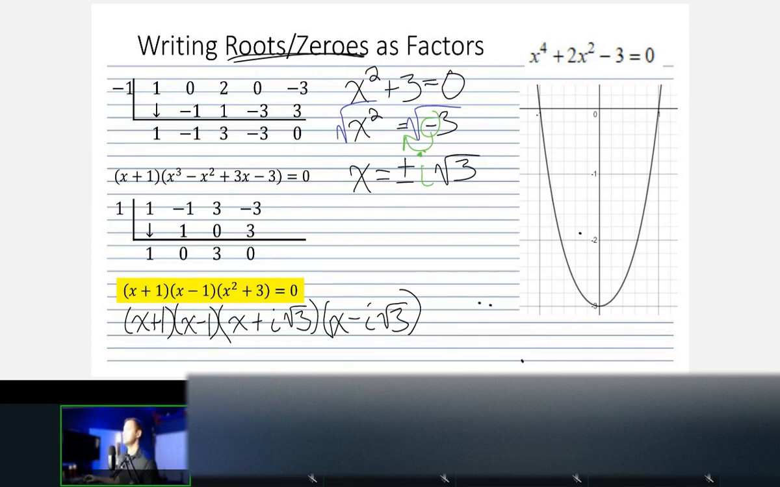Anyway, so the zeros, our roots, we would say x equals plus or minus 1, or we can actually write 1, minus 1, i radical 3, minus i radical 3. But I'm just going to be lazy and put plus or minus 1 and plus or minus i radical 3. So those are the four zeros. We answered the question. What are the roots? Those are the roots. How cool is that? How cool is that, everyone? I think it's pretty cool.